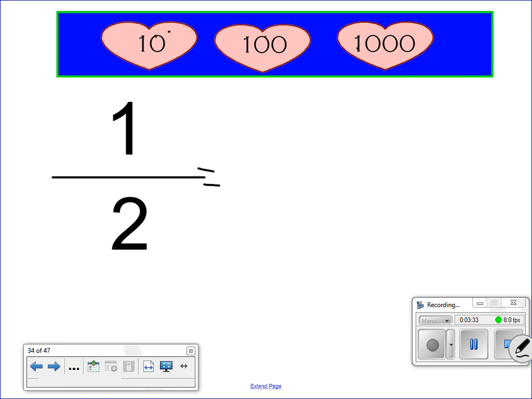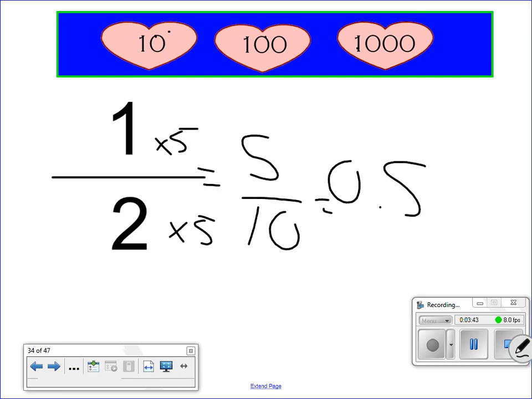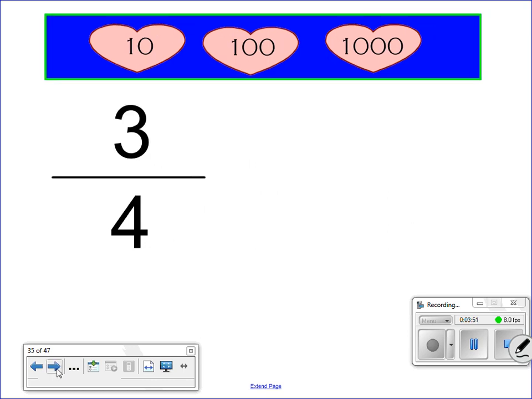Can 2 go into 10? It sure can. So that gives me a 2 here. 2 times 5 is 10. 1 times 5 is 5, so 5/10, which would equal 0.5. And everything we've always learned is half equals 0.5. Do you see how that's done, kids? I know I was talking fast, but I want you to realize you already know how to do this.